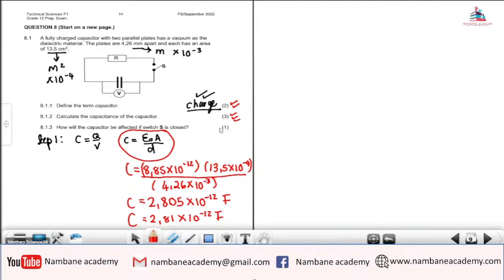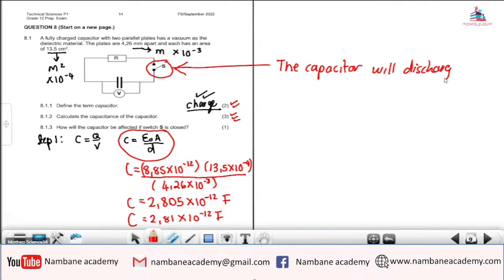Now, here's one that your other friends who are not attending this class will not know. How will the capacitor be affected when the switch is closed? When the switch is closed, what is going to happen? The capacitor will discharge. So over time, it is going to lose the volts that it has. Voltage will drop.